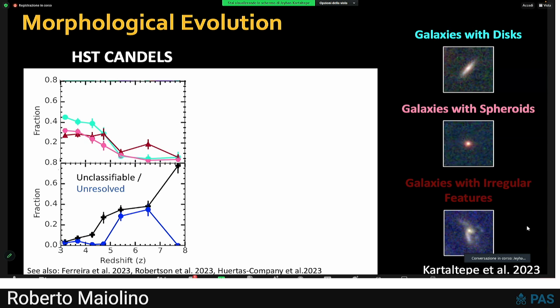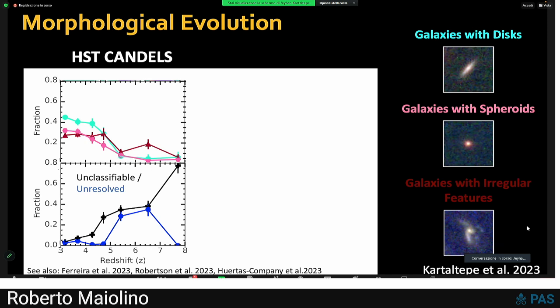So the plot here shows the fraction of galaxies of different morphological types as a function of redshift as we knew pre-JWST. This is based on imaging from Hubble in the CANDELS survey. Just for simplicity, I've highlighted galaxies that have disks in cyan, galaxies with spheroids in magenta, and galaxies with irregular features in this maroon color. These are intentionally not mutually exclusive because galaxies can have multiple properties.